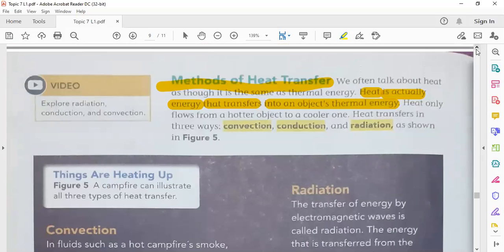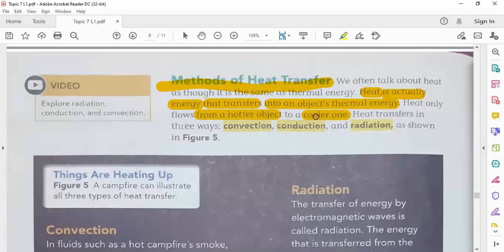So heat is energy. Simply to understand what heat is, it is energy that moves or transfers from one object to another. The most important thing you have to know is that heat always moves from a hotter object to a cooler one, not the opposite. At any time, heat moves from a hotter object to a cooler object.